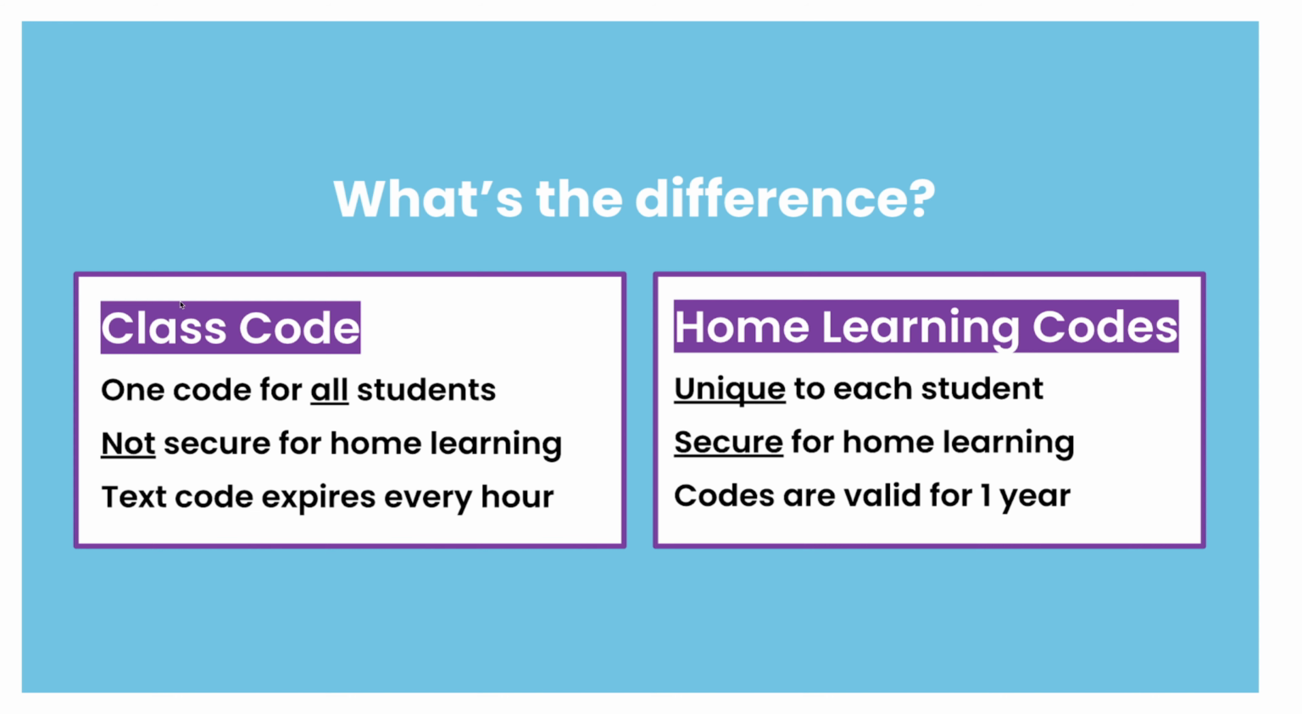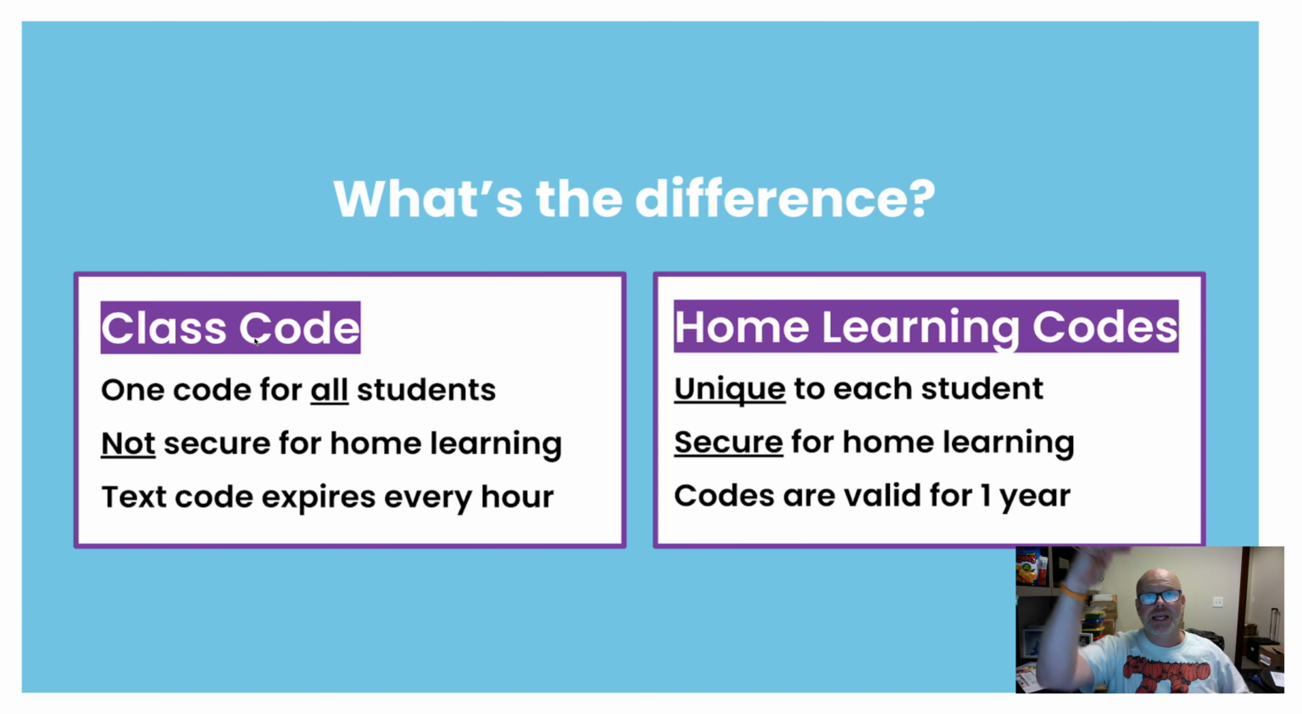The class code is when all students are in the class. It's one single code for all students. It's not secure because when the kids use the class code, it pulls up a class roster, and then the kids click on their name. So that class code is really only if you are meeting in class. But because you're not, that's why you're going to be using the home learning codes.